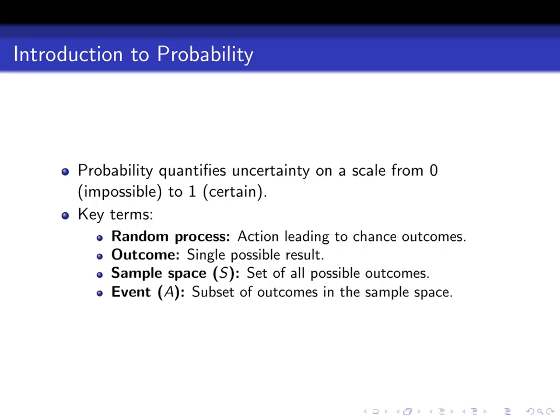Probability is a measure of uncertainty that ranges from 0, indicating an impossible event, to 1, indicating a certain event. Key concepts include random processes, which result in outcomes determined by chance, and sample spaces, which represent all possible outcomes of a process. Events are subsets of these outcomes, and their probability is calculated as the number of favorable outcomes divided by the total outcomes in the sample space.